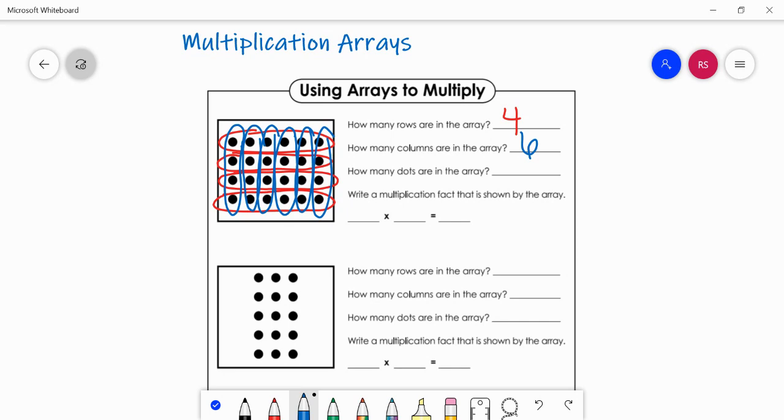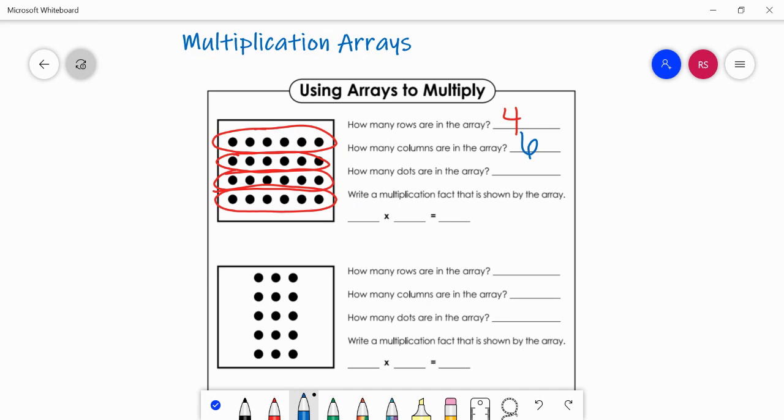Now, I want you to take a look because the columns are actually going to show you how many are inside of each of the rows. So if you take a look, and I'm going to keep my numbers, but I'm going to erase for a second. And I'm just going to circle my rows again. So I have 4 rows. And if I want to know how many are inside of each row, that's where I think about my columns. I can just count how many are in each row.